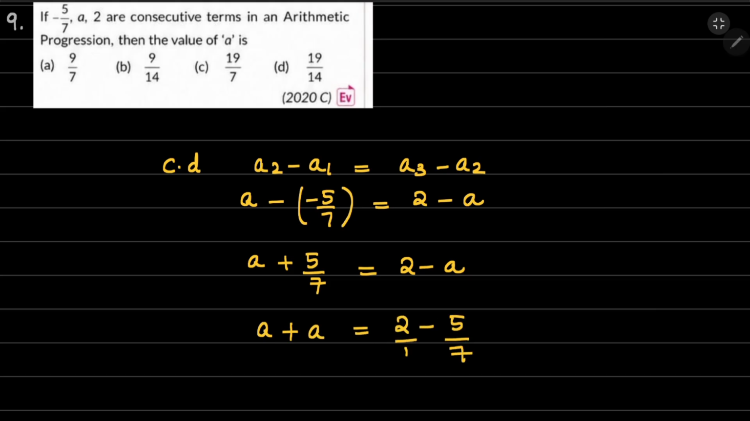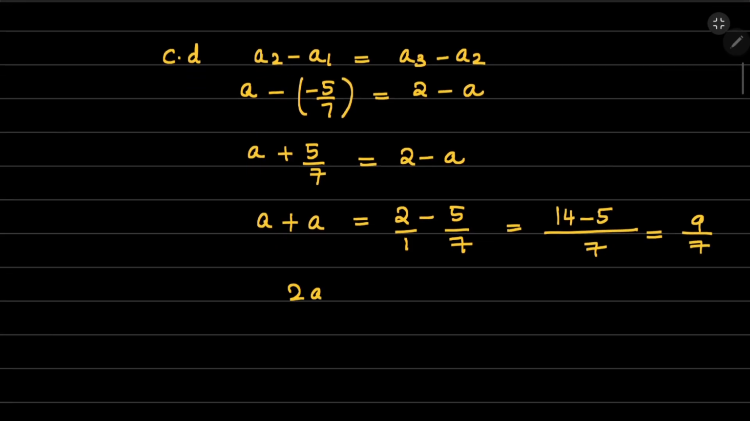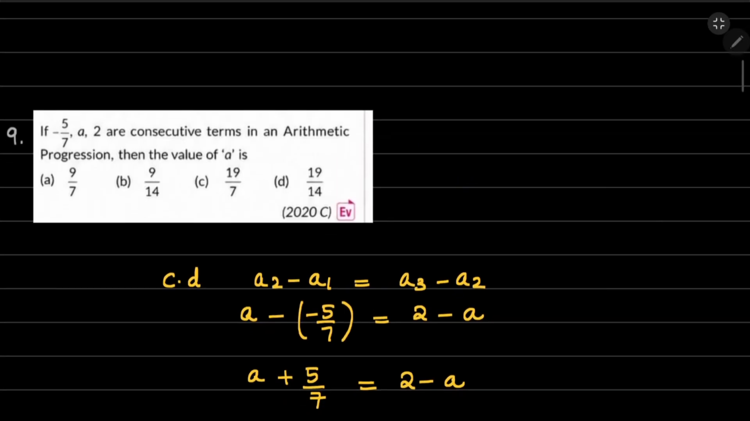Take the LCM. So you have LCM is 7. 7 2s are 14 minus 5, which is 9 by 7. So 2A is equal to 9 by 7, or A is equal to 9 by 7 into 2, which is 14. So 9 by 14. Yeah, that's your answer. The option number B is your correct answer.